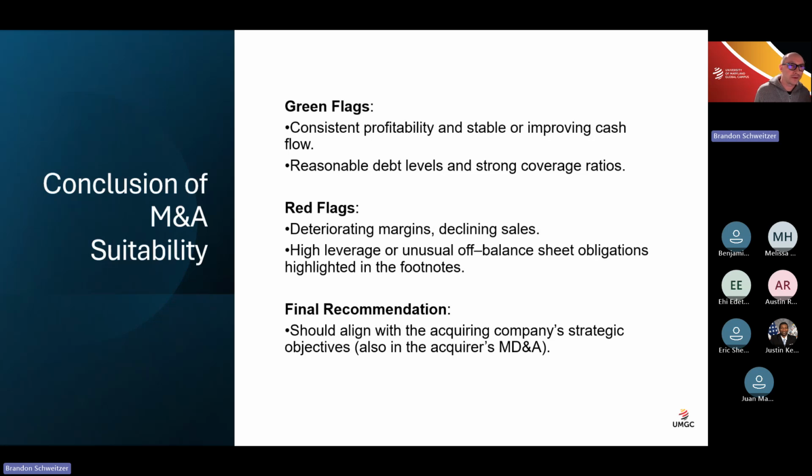off of these. So, when it comes to the green flags, having consistent profitability and stability in their cash flows, that's super critical to the company's ability to move forward. If the company has reasonable debt levels and strong coverage ratios, that's really good. That typically means that the company has some flexibility when it comes to their overall debt to equity structure, and it also gives them a good indication of whether they have the ability to make an M&A decision.